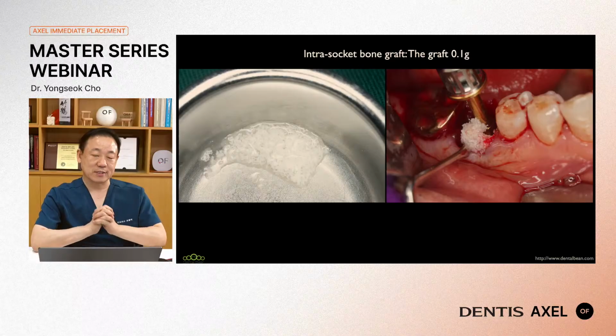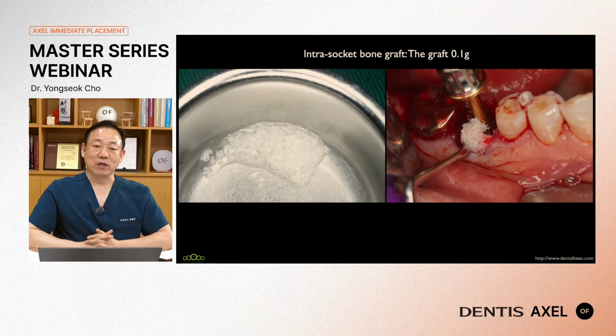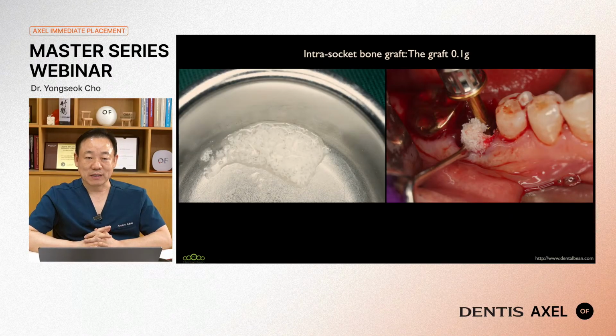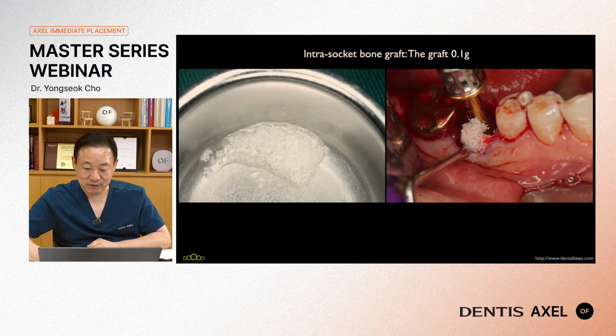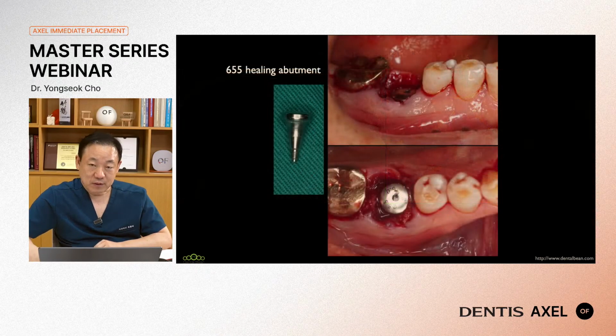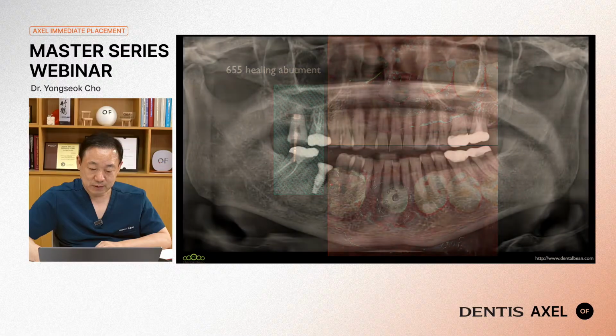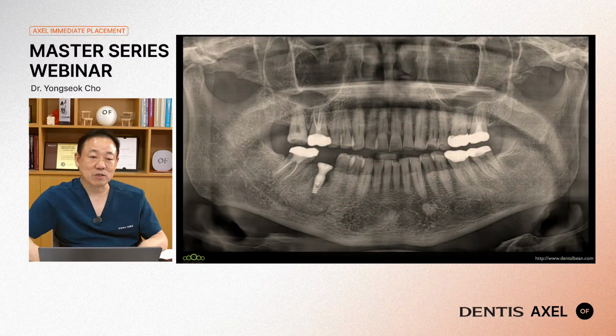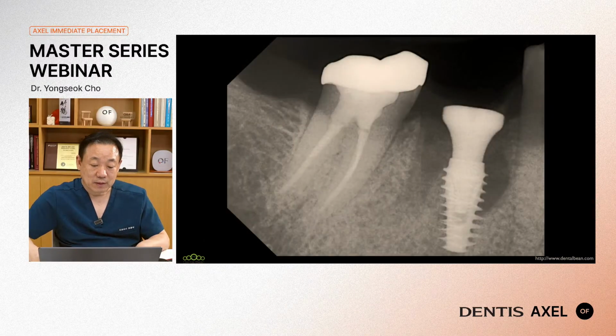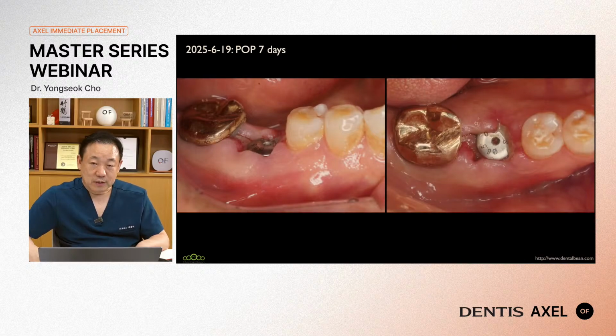So in this case, I tried intra-socket bone grafting on the buccal side. It was a xenograft. After bone grafting, I connected the healing abutment and finished the surgery. Okay, this is the panoramic image after surgery and the periapical view here. The implant is positioned very well. One week later, healing was not bad.